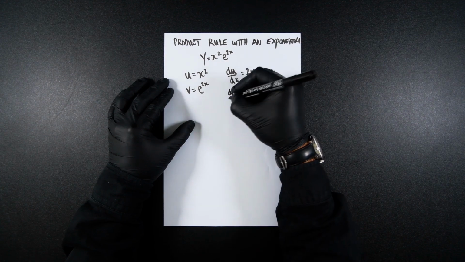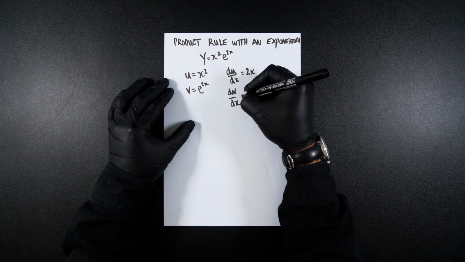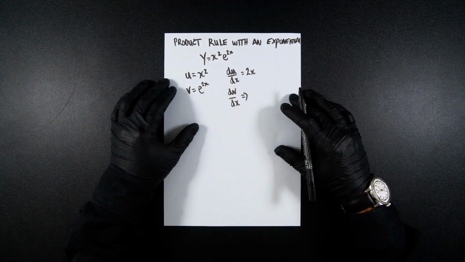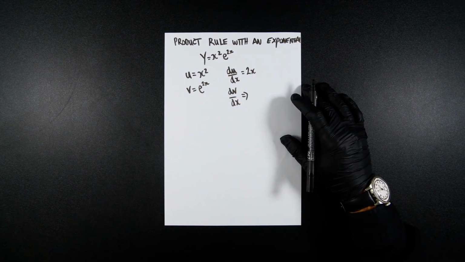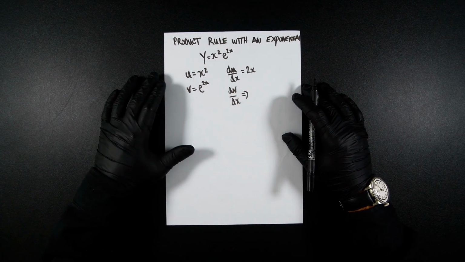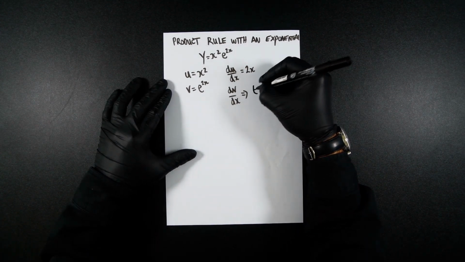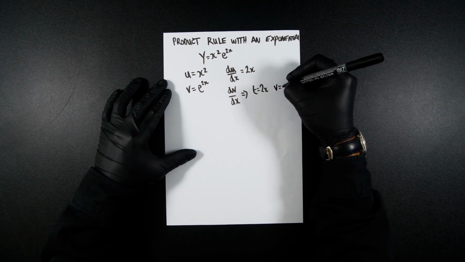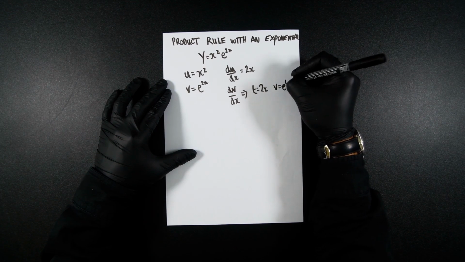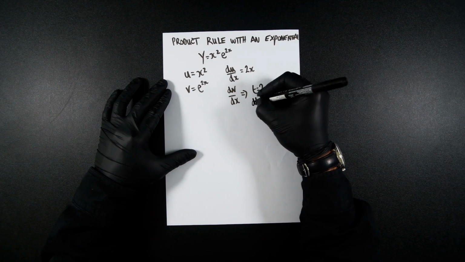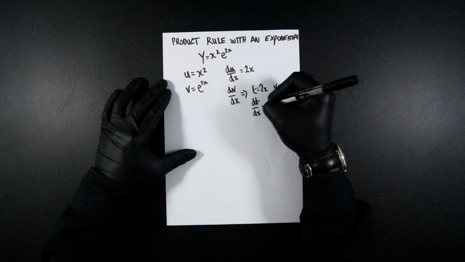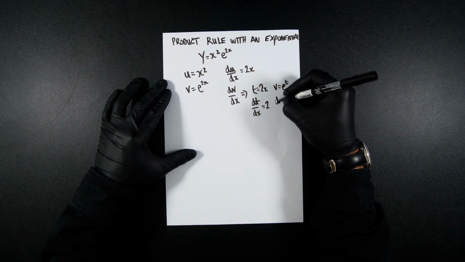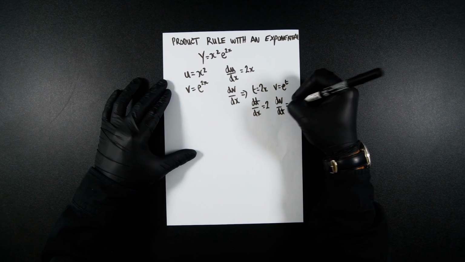And dv dx, I'm going to use the chain rule. If you're familiar with it, you can skip ahead. If you're not, I have an entire video dedicated to the chain rule. So we're going to let t equal 2x, and that means you're going to get v equals e to the t. We're going to do dt by dx, which is 2, and then dv by dt.